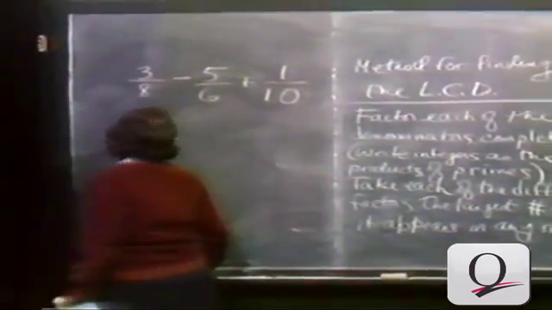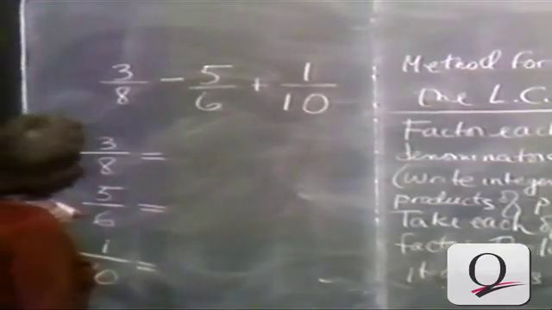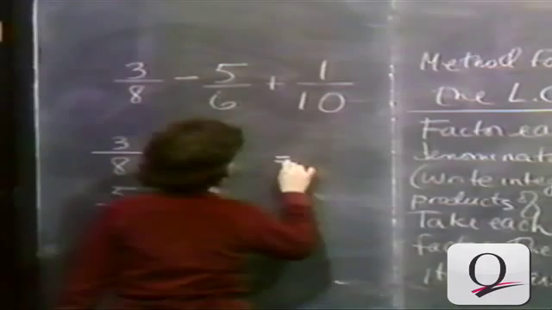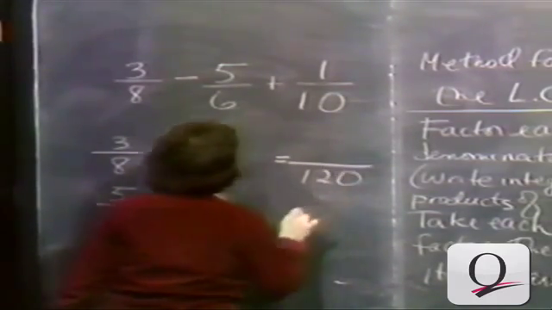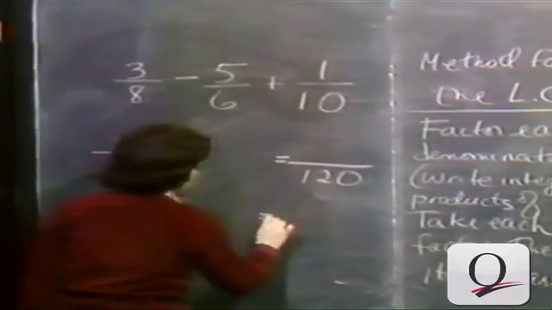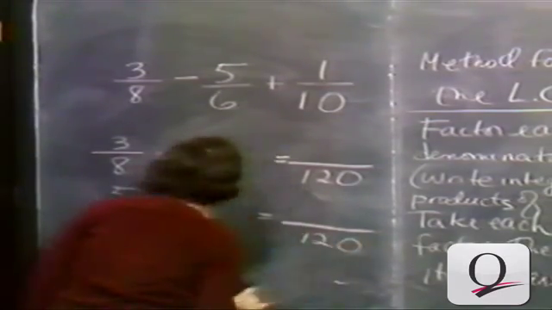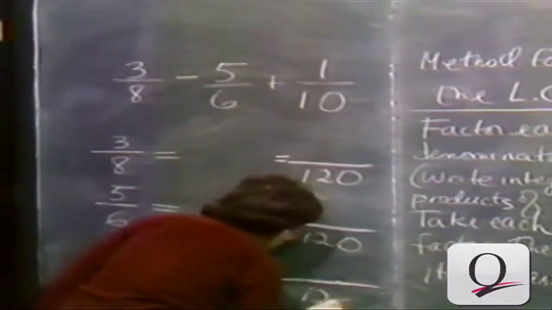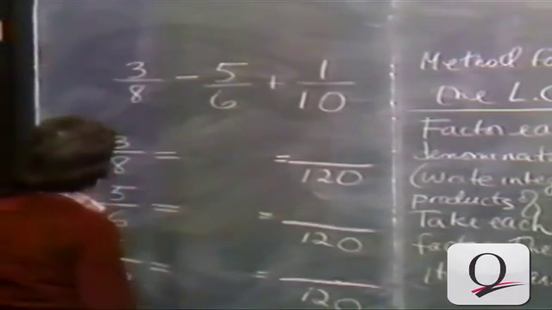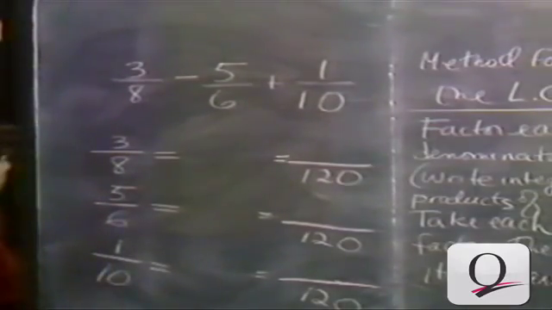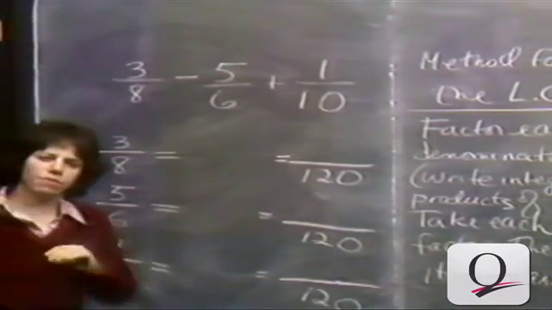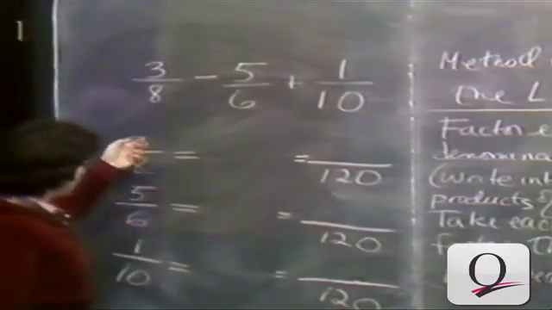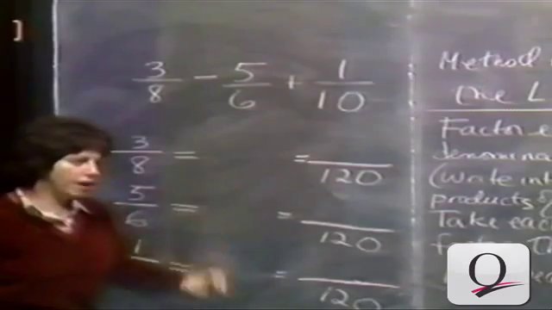Okay, now we've decided on 120. What we want to do is build fractions. We would like to transform each of these fractions into an equivalent fraction having a denominator of 120. The way we're going to do this is to use the fundamental principle. That is, we know it is perfectly legitimate to multiply the top and the bottom of a fraction by a non-zero number. We'll get an equivalent fraction.